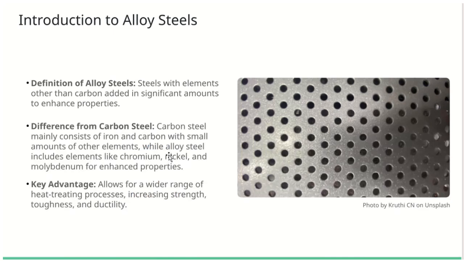Introduction to alloy steel. In the previous video we talked about steel, pure steel. Now, as technology progresses, people put alloying elements into the steel to make it stronger. Nowadays, most of what you see in front of you is alloy steel, meaning it has elements of other materials inside it. The definition of alloy steel: elements other than carbon added in significant amounts to enhance properties.